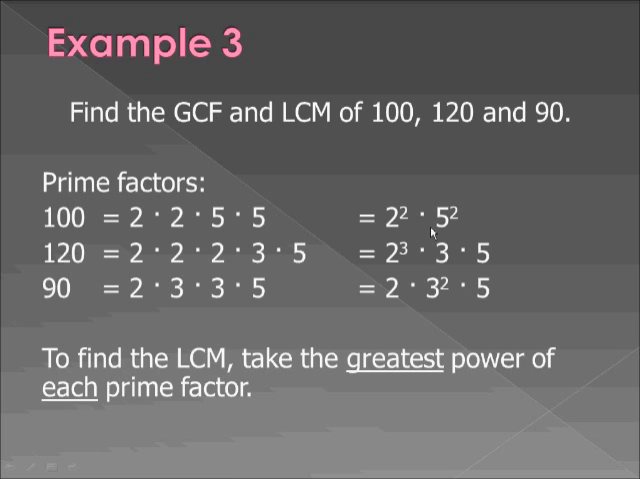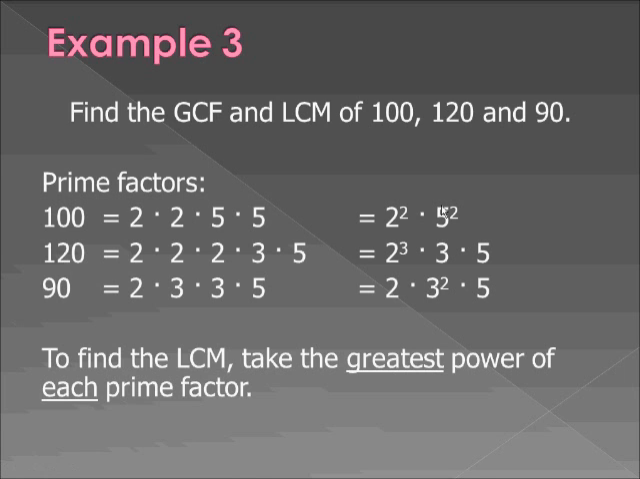For 3, it doesn't matter that the 100 doesn't have a 3, because we're only making sure that each prime factor is accounted for. In this case, the greatest power of 3 is this one, 3 squared. So far we have 2 cubed times 3 squared. Finally, we get to the 5. We see that the 100 has a 5 squared.